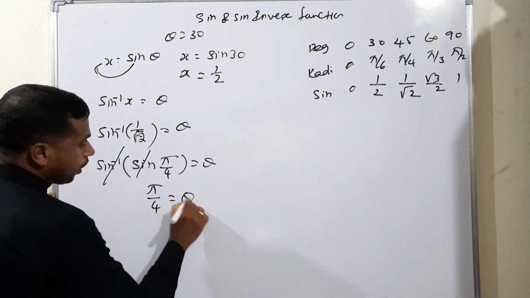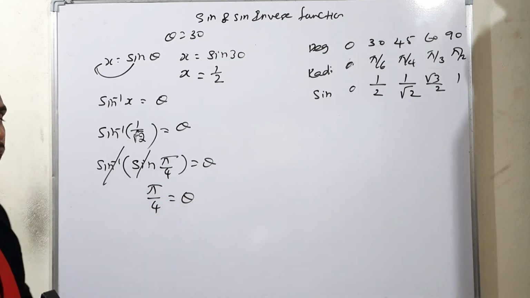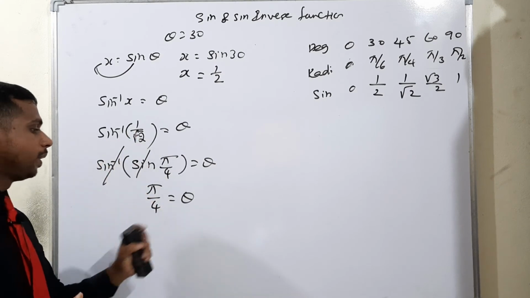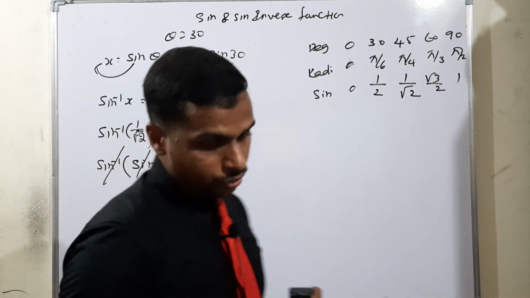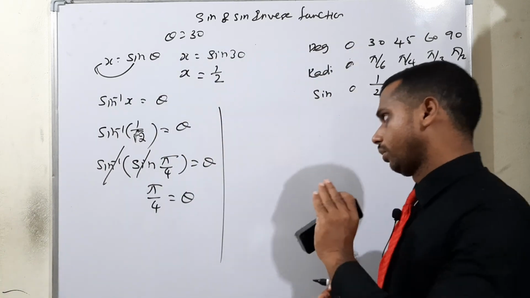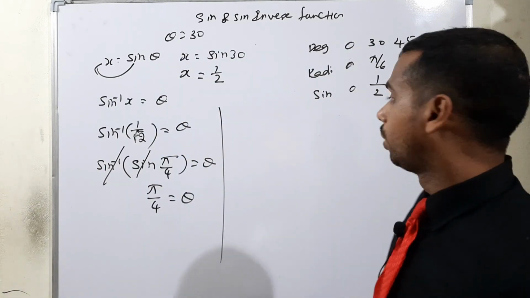Therefore, the inverse trigonometric function in theta is equal to what? The value of sine inverse 1 by root 2 means pi by 4. This is an inverse trigonometric function. Most of the students make one mistake. What is the mistake?